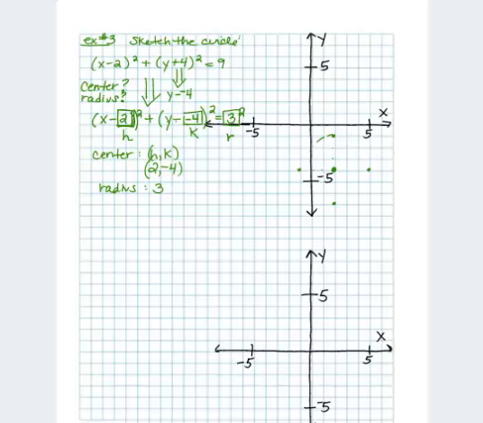And it doesn't really matter if you do this one dotted or solid because the problem doesn't have the word locus in it. And that's your equation and that's your sketch.